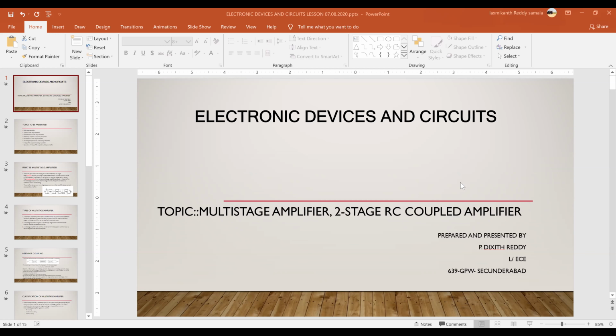Okay, today I'm going to explain about multi-stage amplifiers as well as an important circuit known as the two-stage RC coupled amplifier, which is one of the multi-stage amplifiers. Now let us start our class.